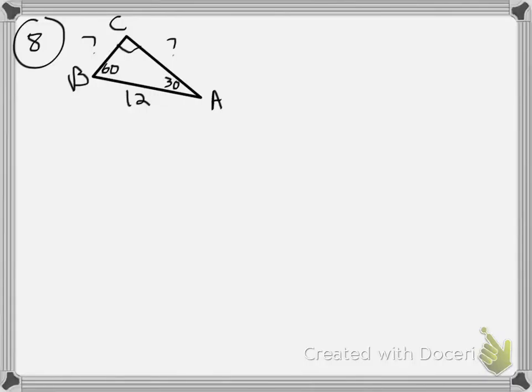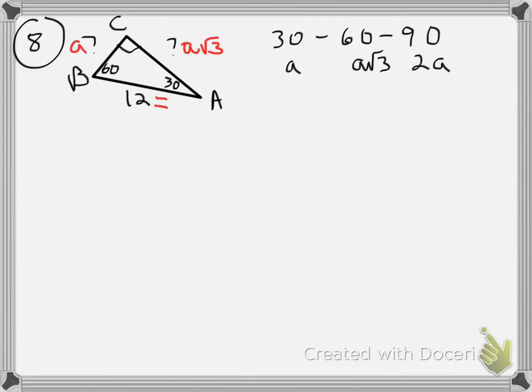Okay, this is another 30-60 triangle. It told me the length of AB equals 12, and they want you to find AC and BC. So that's very similar to the last problem: 30, 60, 90, a, a root 3, 2a. So let me label. This would be a root 3, and this is 2a. So across from 90 was 2a. Well, that makes this really easy.